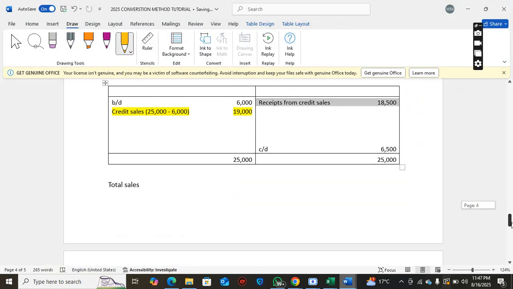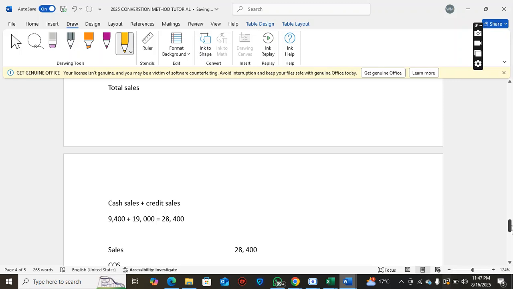So now we can tabulate our total sales. Total sales, cash sales plus credit sales. Cash sales, 9,400. Credit sales, 19,000. 9,400 plus 19,000, 28,400. Any questions?